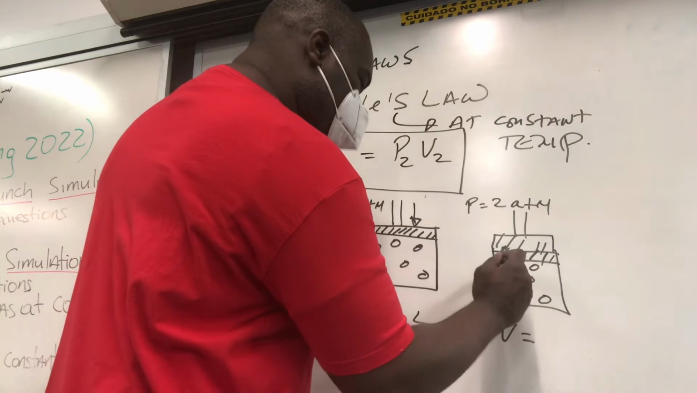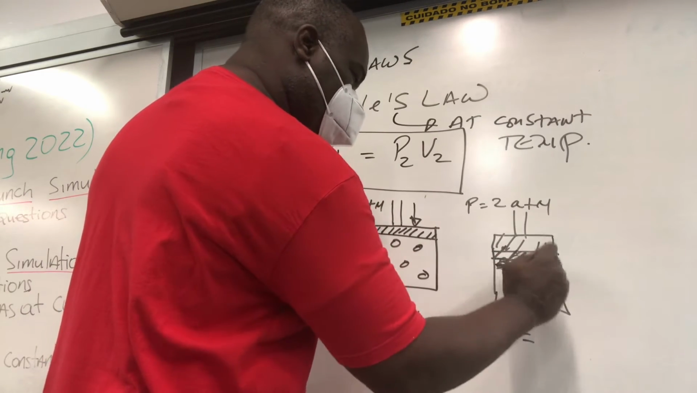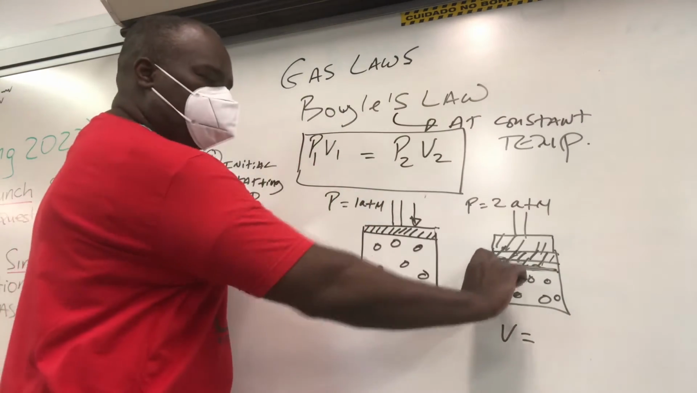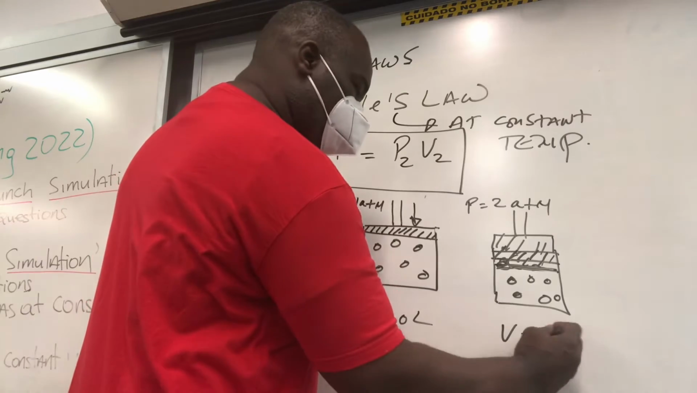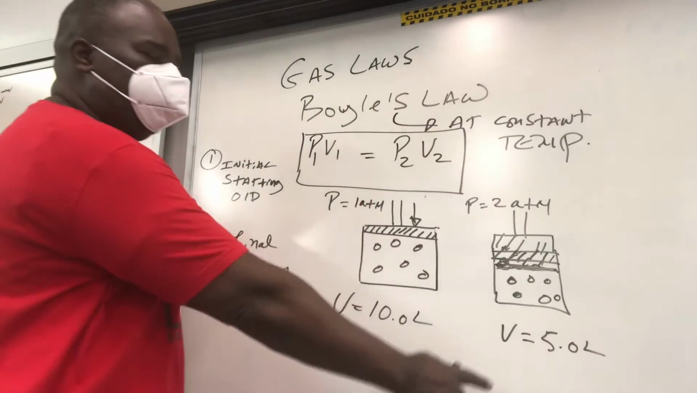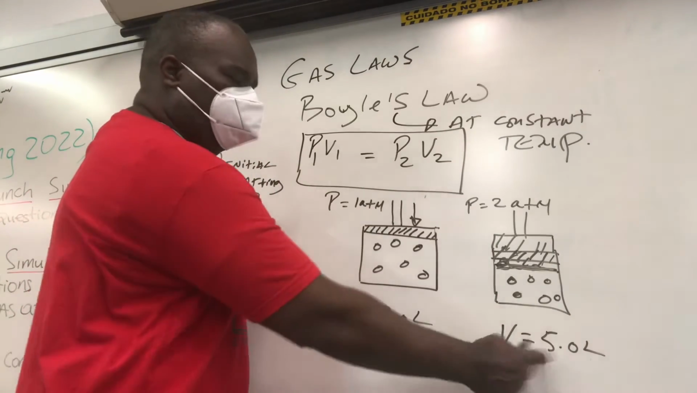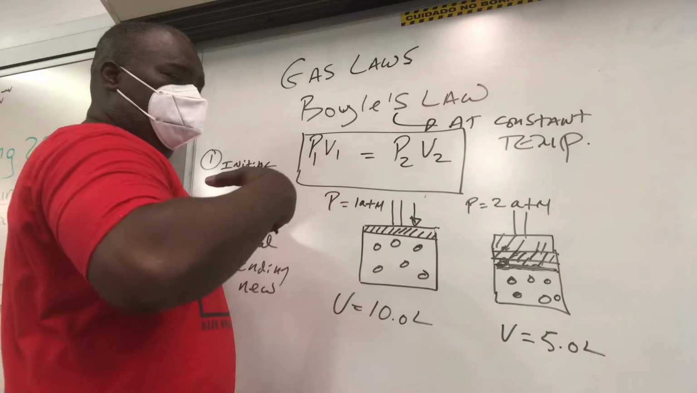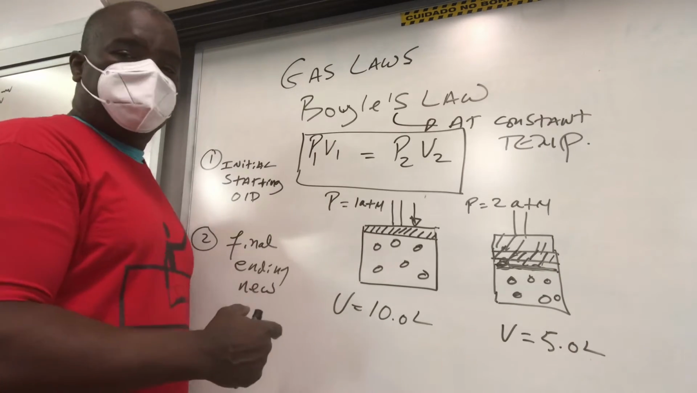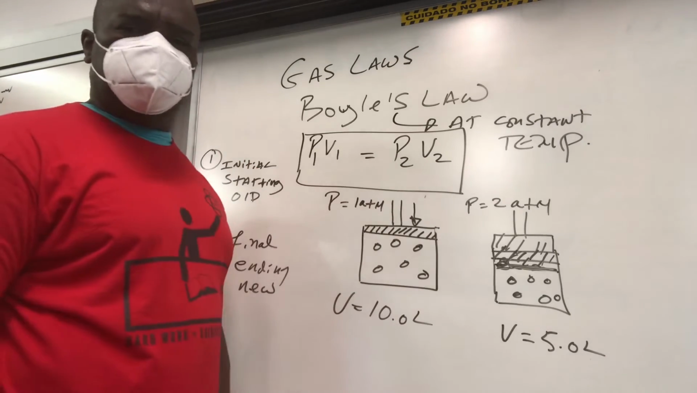The volume will be essentially half, right? So let me cover that up and put my 6 guys right there. Initially it's like this, and this is half. The volume is now 5.0 liters, okay? So use your imagination, 5.0 liters. We double the pressure, volume got cut in half. So this right here, folks, is the relationship that governs Boyle's law.